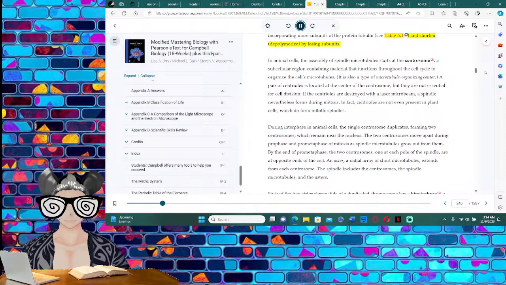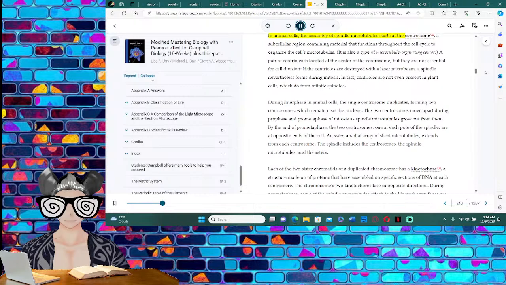In animal cells, the assembly of spindle microtubules starts at the centrosome, a subcellular region containing material that functions throughout the cell cycle to organize the cell's microtubules. It is also a type of microtubule organizing center. A pair of centrioles is located at the center of the centrosome, but they are not essential for cell division.